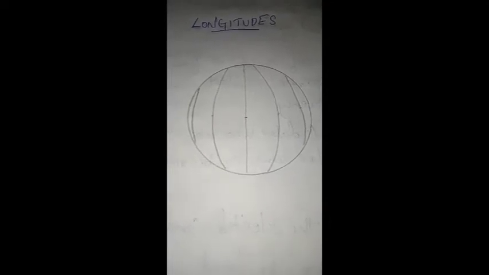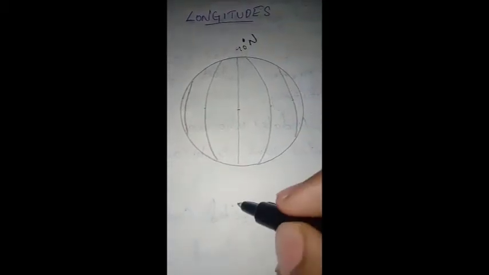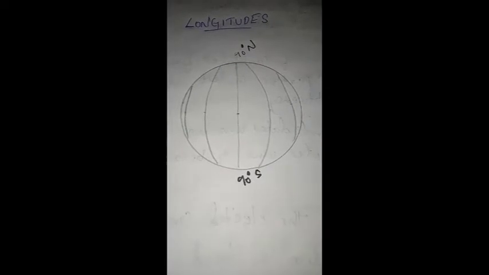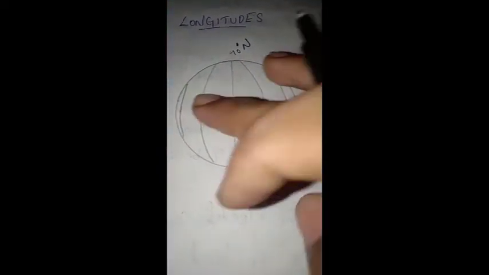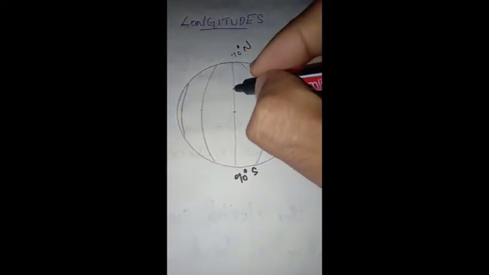Now let's learn about longitudes as well as latitudes. Let's see the directions first. This one is 90 degrees north, this one is 90 degrees south. And we all know that among the latitudes the middle line is called the equator. Here the center line is called the prime meridian.